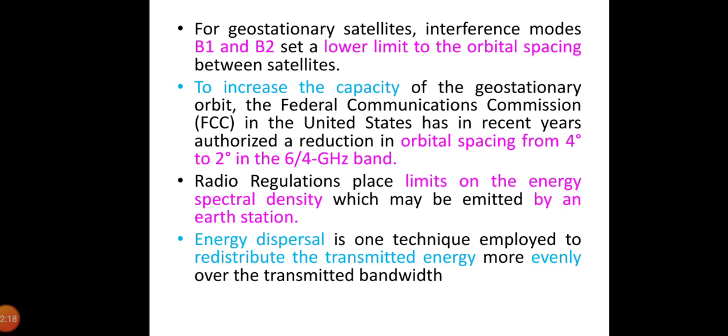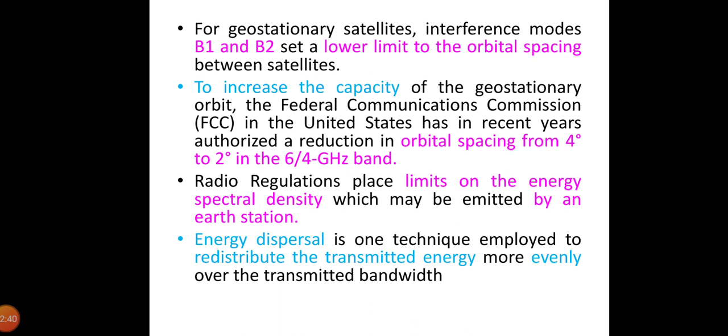For geostationary satellites, interference modes B1 and B2 set a lower limit to the orbital spacing between the satellites. To increase the capacity of the geostationary orbit, the Federal Communication Commission, FCC, in the United States has in recent years authorized a reduction in the orbital spacing from 4 degrees to 2 degrees in the 6/4 GHz band.